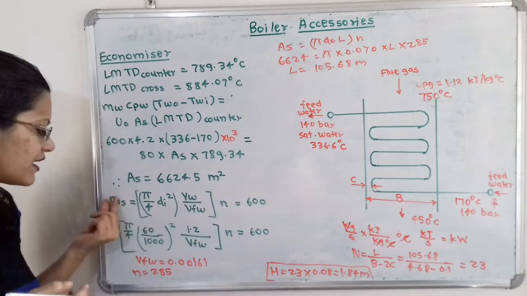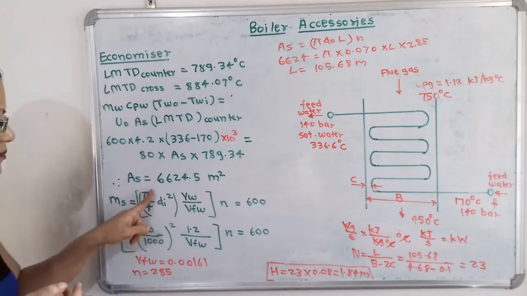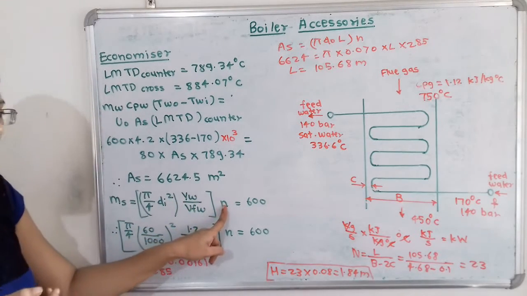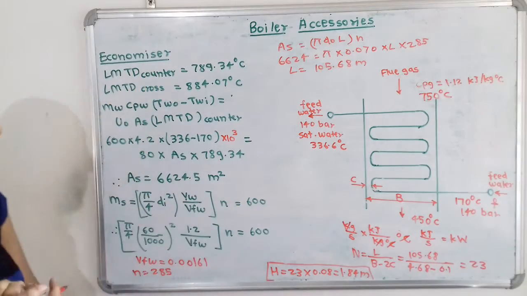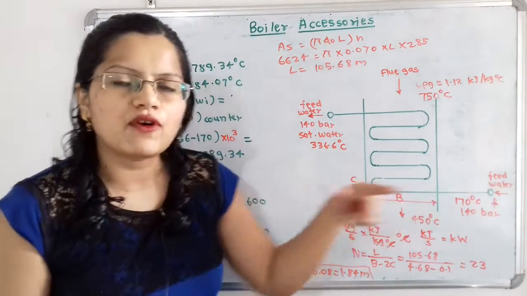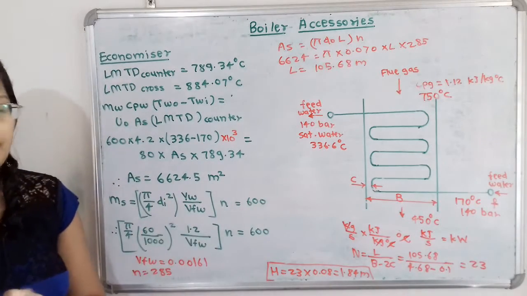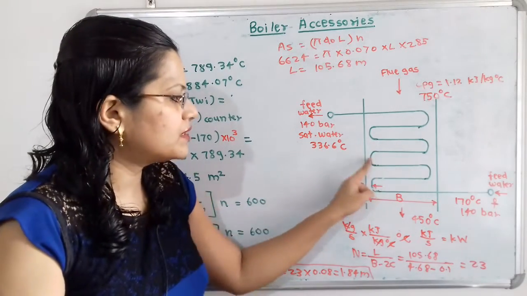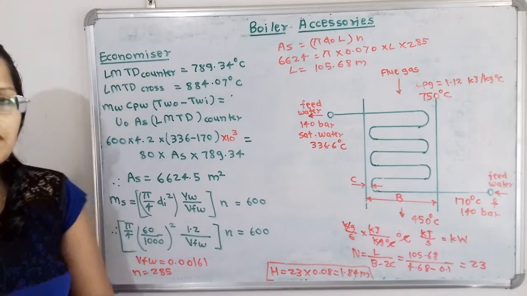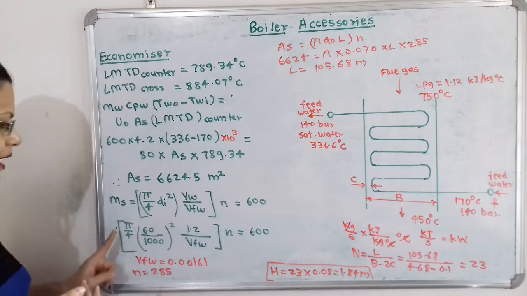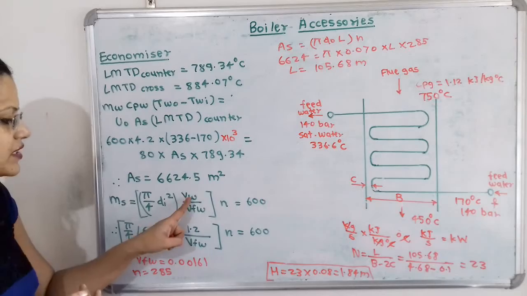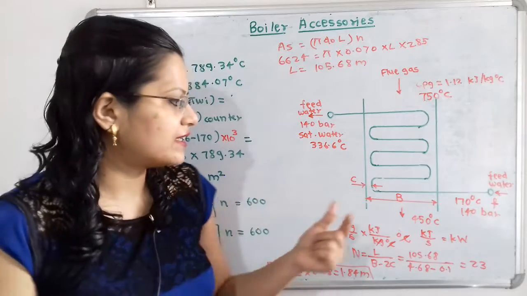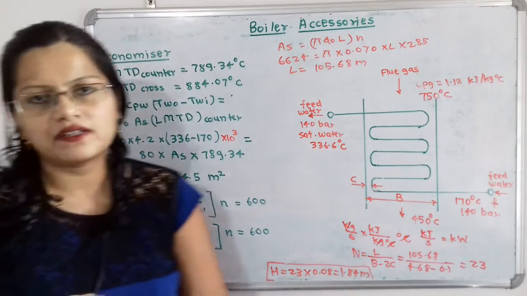So how we can define this ms? So we will define this pi by 4 di square into Vw by Vfw multiplied by number of coils, which is equal to, now this value of mass flow rate of feed water is given, that is 600. So we have to take this 600. Now what is this di? That is the inlet diameter of these tubes. So inlet diameter is given in millimeters, so 60 by 1000 square. So pi by 4 we will keep as it is. Now here is Vw and Vfw. Now Vw, that is the velocity of water, and it is given, that is 1.2 meter per second.